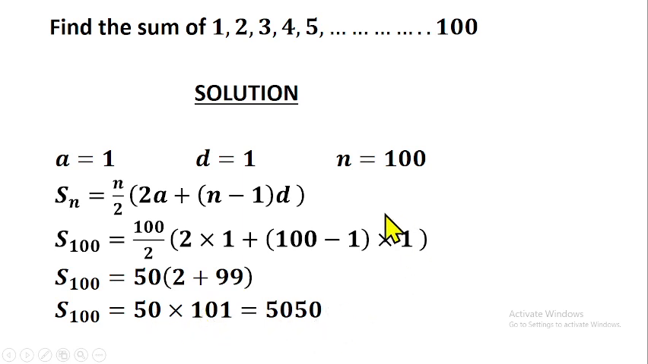So this question is often asked in quizzes and competitions: sum 1 to 100 together. The answer is what? 5050. So literally I can ask you to sum 1 to 1000 together. You shouldn't be scared. 1 to 1000 is also an arithmetic progression.